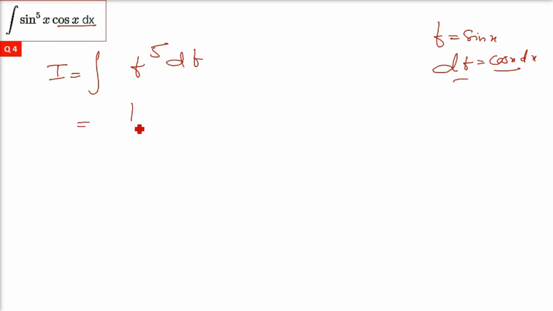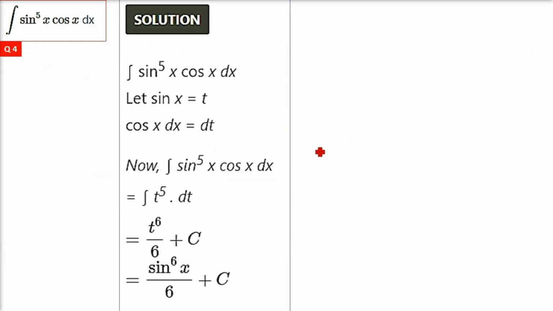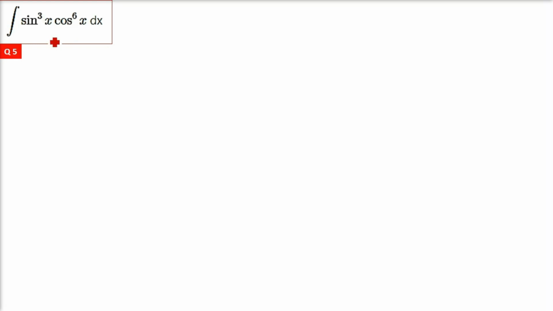Don't bifurcate or divide. You will get t raised 6 by 6 plus constant of integration, which is sin x to the power 6 divided by 6 plus constant of integration. You can also write it as sin raised 6x. It's up to you. So this is the solution. It's very straightforward. You don't have to do anything. Sin cube x cos raised 6x.